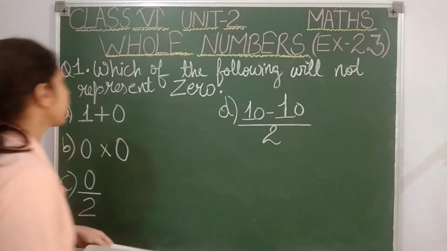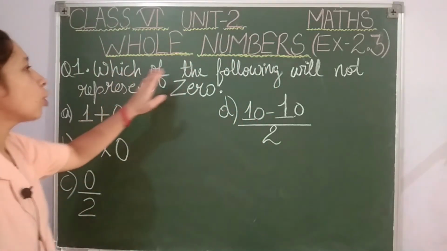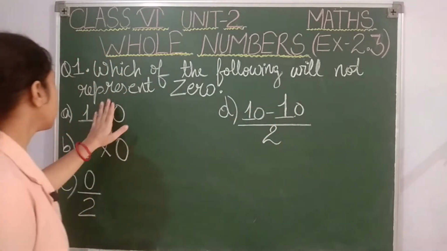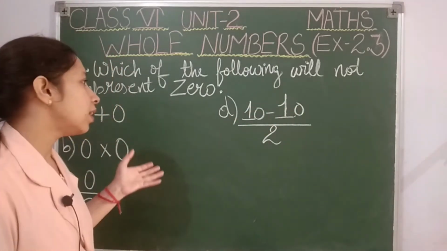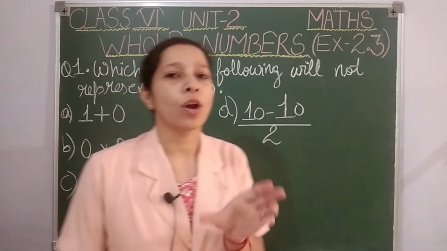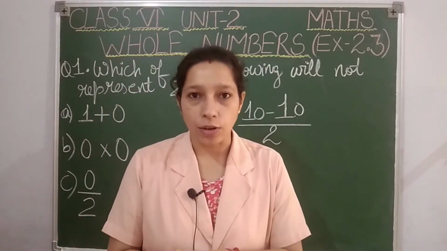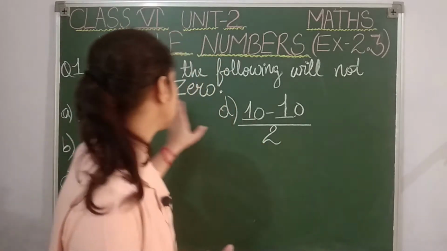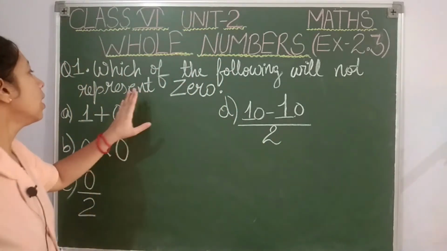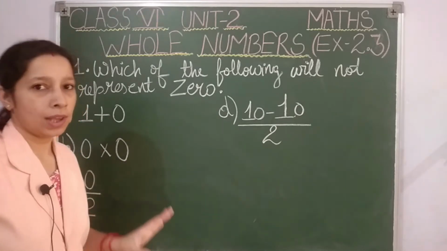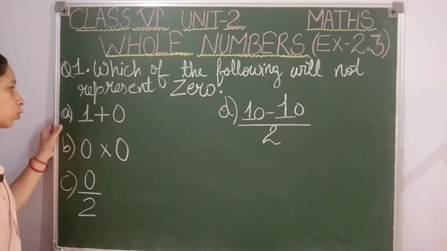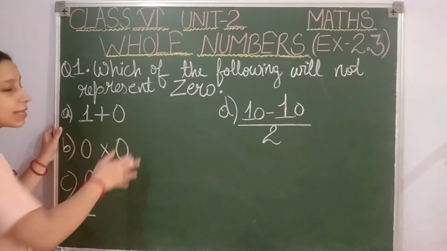Let us see. Question number 1 is, which of the following will not represent 0? So students, here some questions are given, you have to solve them and you have to find whether you are getting 0 or not. That only is asked in the question, that which of the following is representing 0, that you have to write. Let us see the first point students, A point, 1 plus 0.